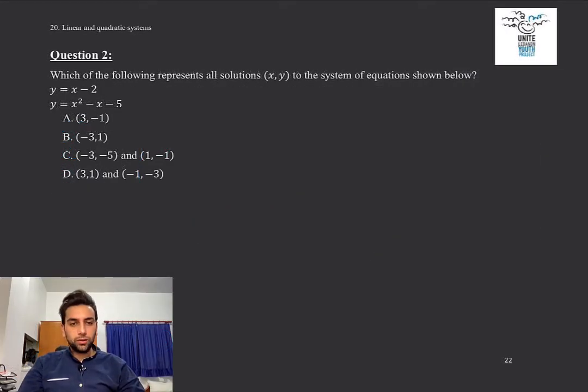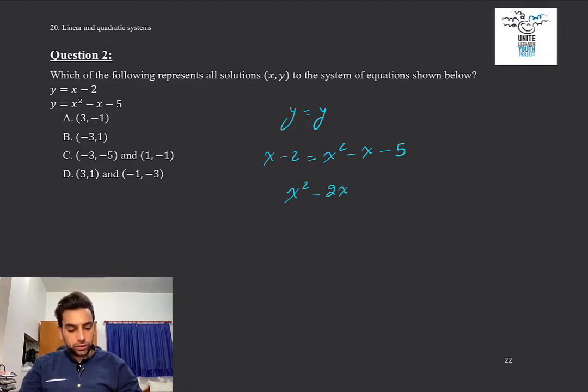Let's solve now question number 2. Which of the following represents all solutions (x, y) to the system of equations shown below? So to solve such a system, what we need to do is put y equal to y. So x minus 2 is equal to x squared minus x minus 5, and take everything to one side. You will get x squared minus 2x minus 3 is equal to 0.